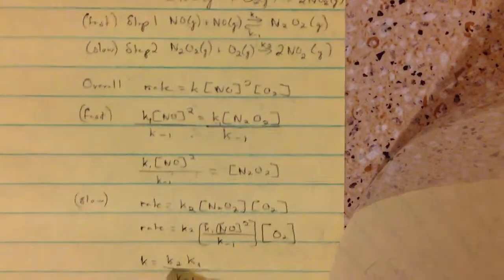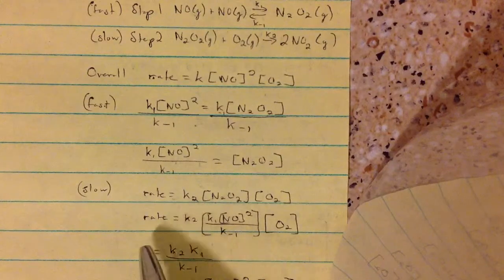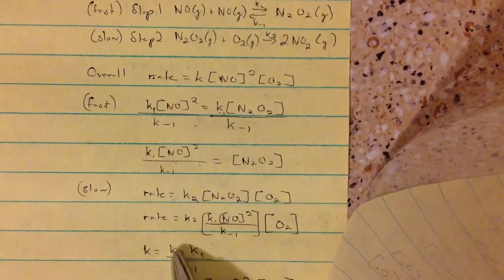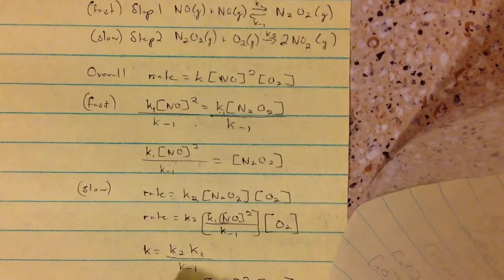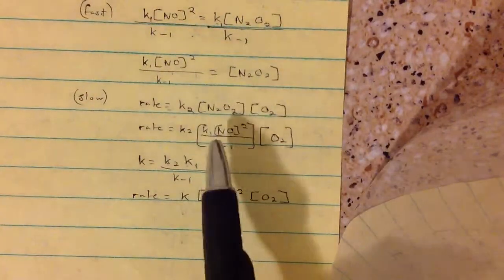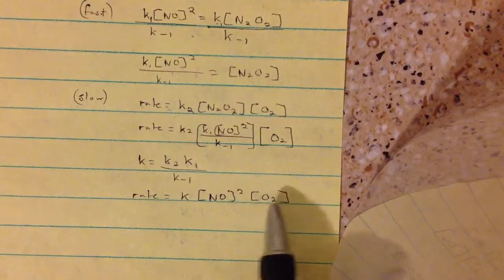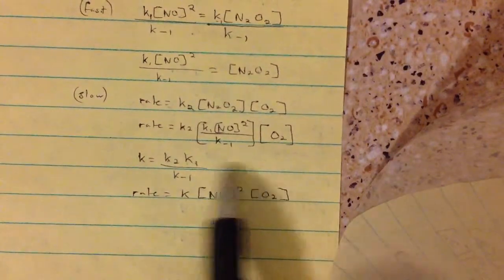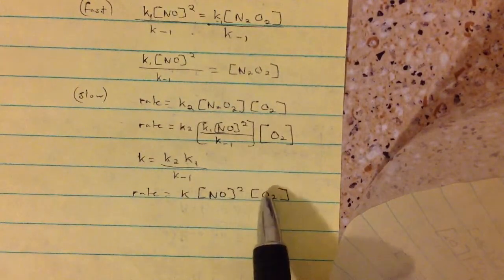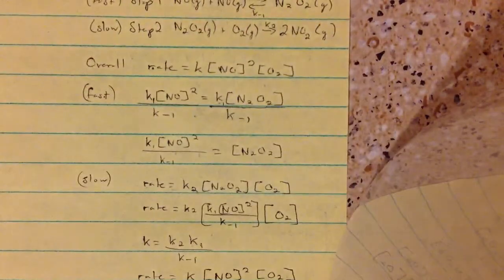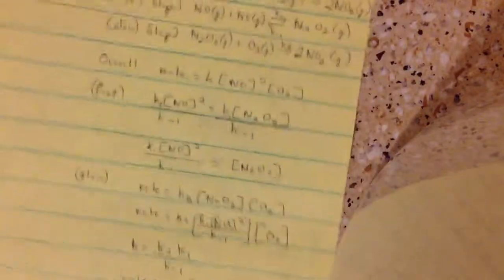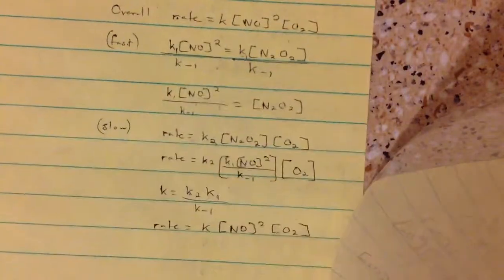And also, another thing: a normal K equals K2 times K1 over K negative 1. If we know that, then all of this simplifies into rate equals K NO squared O2. So the slow step's rate law now equals the overall rate law, so it follows both steps, showing that this mechanism is a valid mechanism.